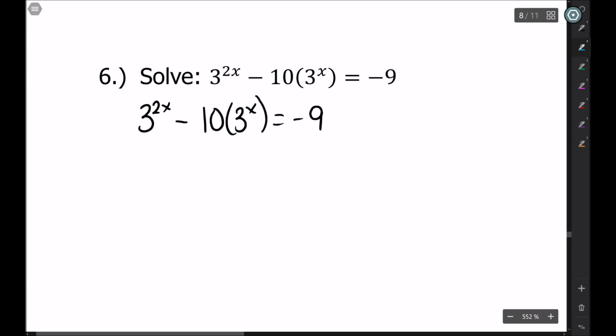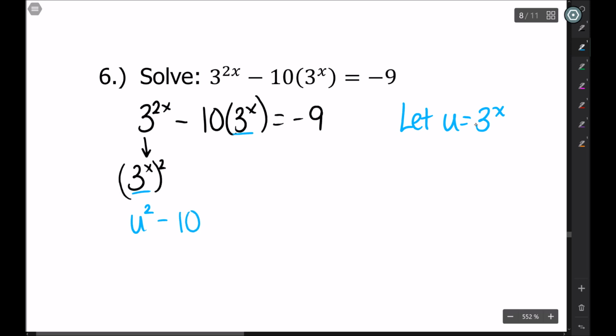So the first thing I'm going to do is I'm going to let u equal 3 to the power of x right here. So when I do this right here, I want you guys to notice that this 3 to the power of 2x is technically 3 to the power of x squared. Okay? And since 3 to the power of x we said is u, this is technically u squared. Okay, minus 10, and then this right here is u, okay, so we can say that this turns into 10u equals negative 9. So I'm going to go ahead and get everything on one side, so I get u squared minus 10u plus 9 equals 0.